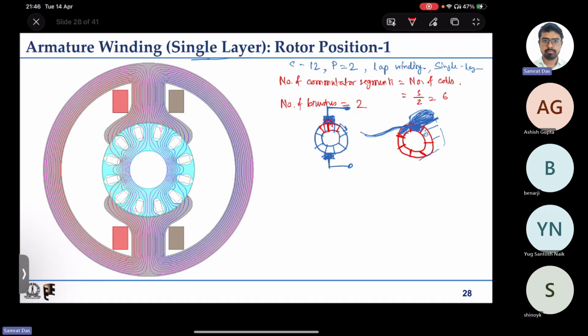So let us try to understand the single layer armature winding. First we'll discuss how the winding is realized, or how the winding is made.